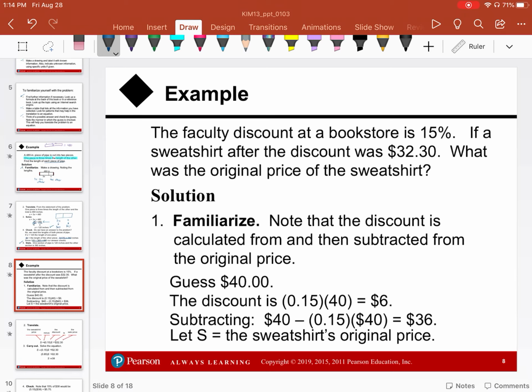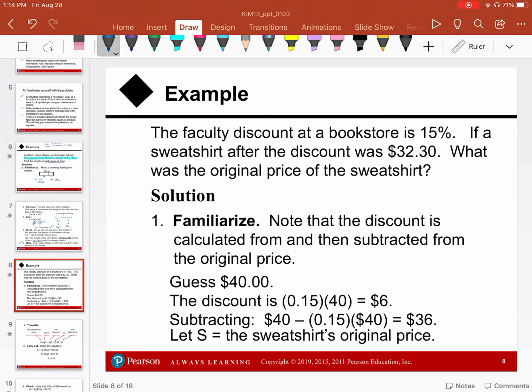Next problem. The faculty discount at a bookstore is 15%. If a sweatshirt after discount was $32.30, what was the original price of the sweatshirt? And this is important to know because you want to make sure, especially when you're shopping, that you're getting the correct discount, that it's applied, and they're not doing something wrong.